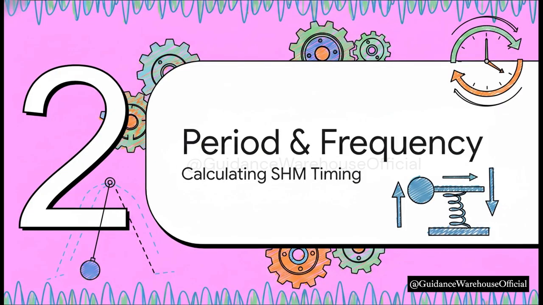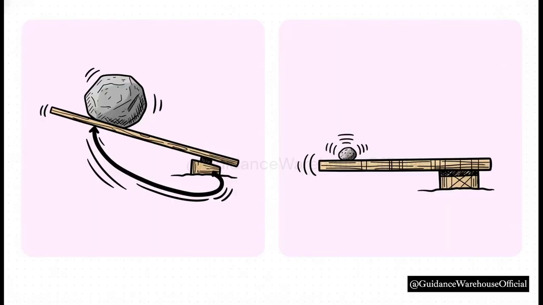All right, section 2, calculating period and frequency. If amplitude doesn't change the timing of the bounce, what actually does? Let's figure out how to calculate it. There are literally only 2 factors that affect the period of a simple harmonic oscillator. That's mass and stiffness. Think about a diving board.